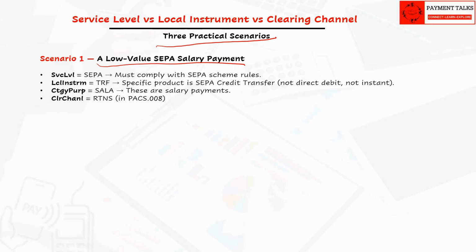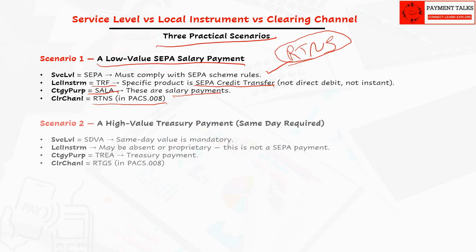Each is 2,500 euros. Service level is equal to SEPA. Must comply with SEPA scheme rules. Local instrument is equal to TRF. Specific product is SEPA credit transfer, not direct debit, not instant. Category purpose SALA. These are salary payments. Clearing channel is equal to RTNS in PACS.008. At €2,500 each, these go through STEP2, a deferred net settlement ACH system. No need for RTGS. They are batched, netted and settled at defined cutoff windows.